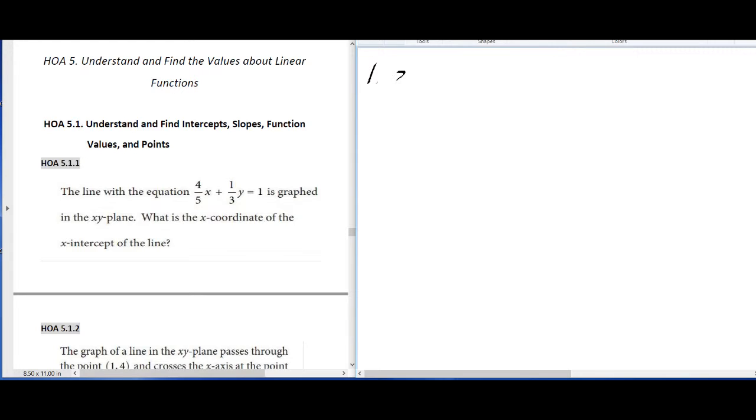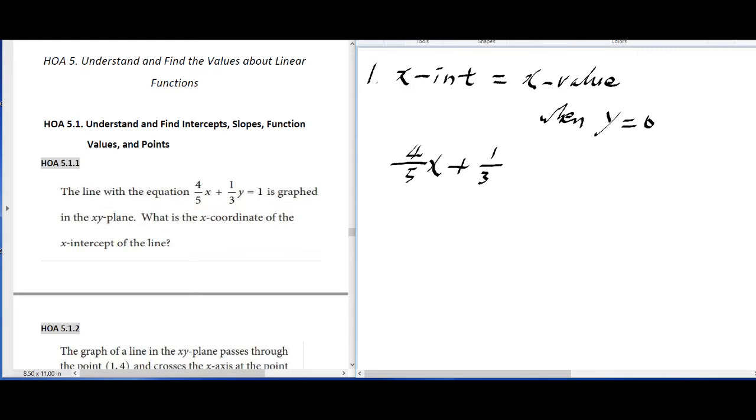Even though you can use a graph, the x-intercept means the value of x when y equals 0. You just plug in 0 for y. For this equation, 4/5 x plus 1/3 times y, with y equals 0, equals 1. So this term is cancelled out, and you just solve that. x equals 5/4.